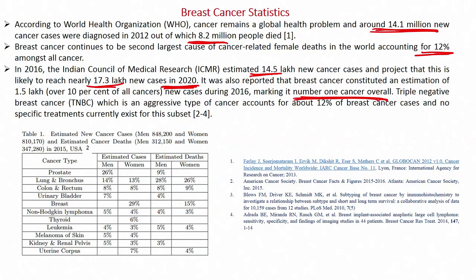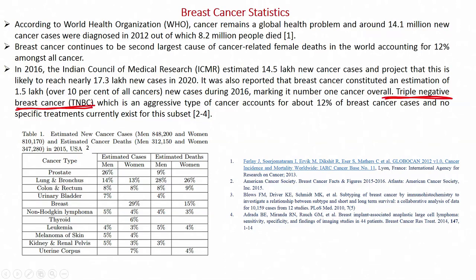You see, now there is something even worse, and that is called triple negative breast cancer. What is that? Triple negative. You see here, triple negative breast cancer, also called TNBC, which is an aggressive type of cancer, accounts for about 12% of breast cancer cases, and no specific treatment currently exists for this subset. Now, this is based on the literature which is right over here. I am not making my own statements, these statements are supported by the literature. Triple negative breast cancer, an aggressive type of breast cancer, 12% of overall breast cancer, and no specific treatment exists for this subset. Specific treatment, it does not mean there is no treatment, but one specific for triple negative does not exist.